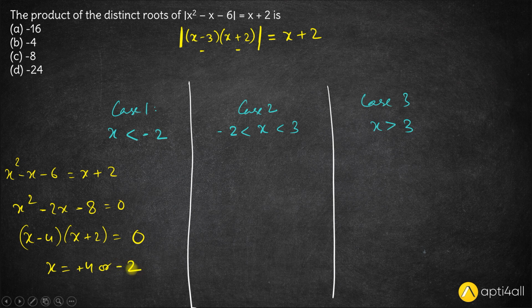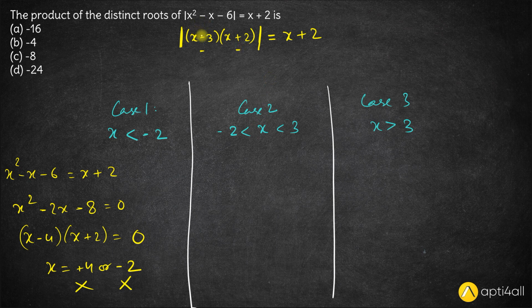Now we will reject both these cases since plus 4 and minus 2, none of them is less than minus 2. We are not considering equality here. So both of them will be rejected because they do not fall under the assumption range. Okay. Next, let's consider this case.